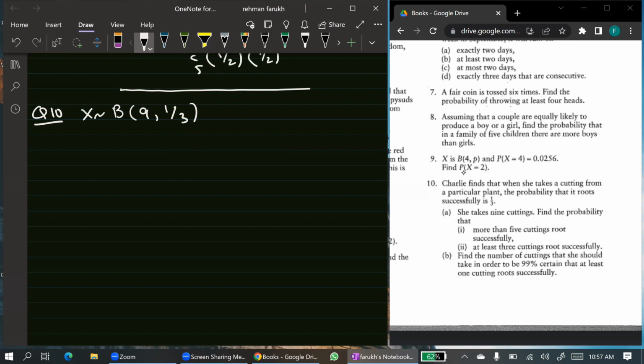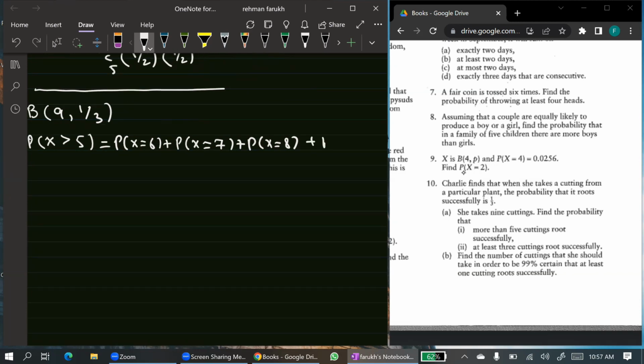More than 5 cuttings. For part 1, probability of x is greater than 5, not greater than or equal to 5. That is probability of x is equal to 6 plus probability of x is equal to 7 plus probability of x is equal to 8 plus probability of x is equal to 9.